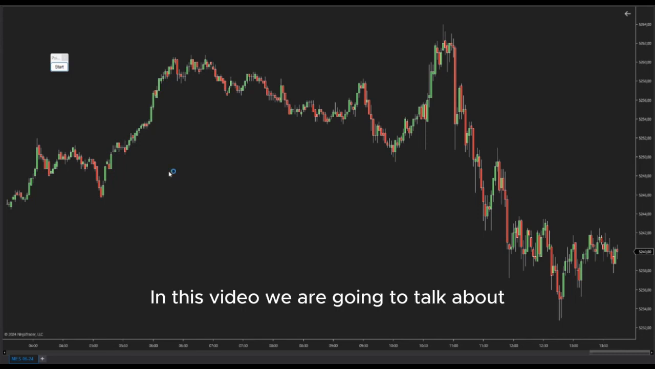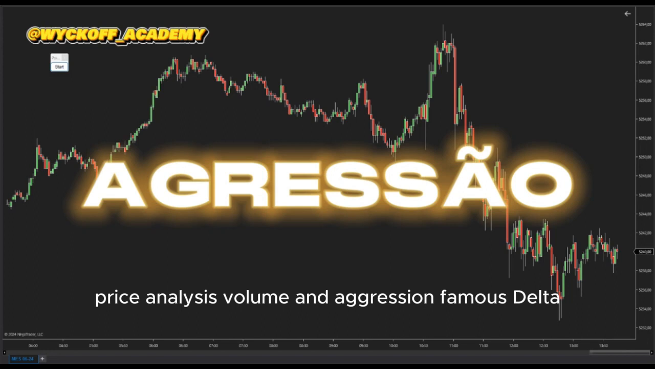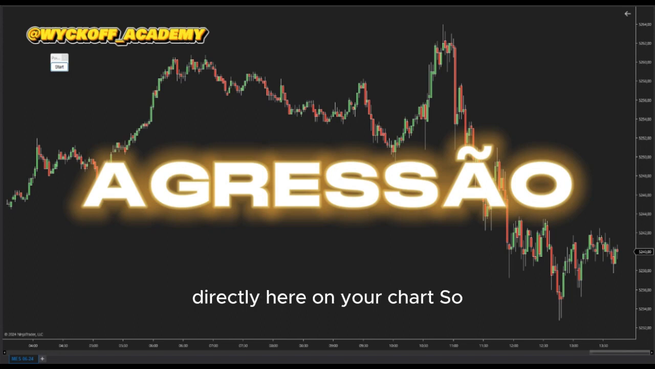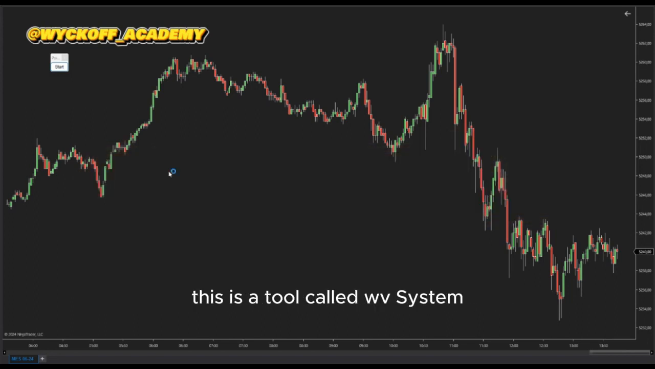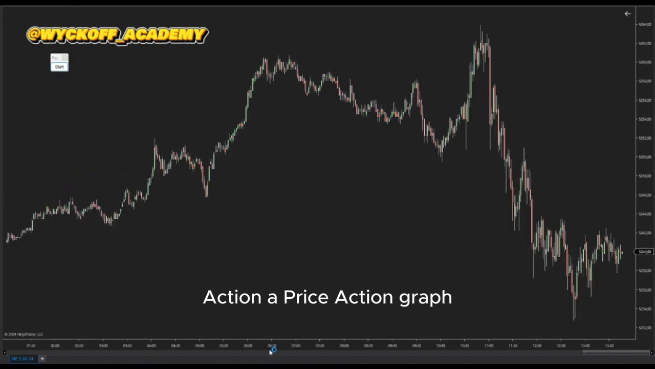In this video we are going to talk about price analysis, volume and aggression, famously delta, directly here on your chart. This is a tool called WAPV system, and it helps in your decision making. Here on the chart there is nothing, as you can see. It is a chart of price action, a price action graph.